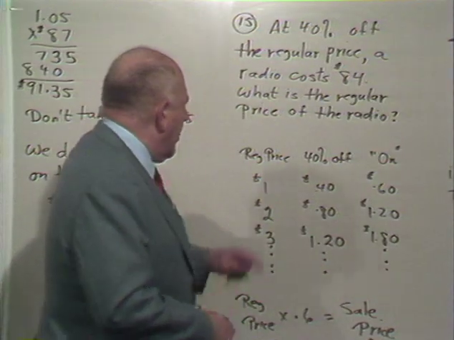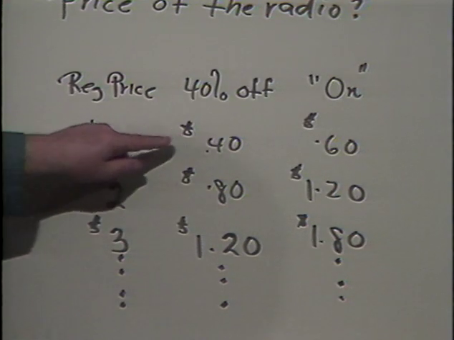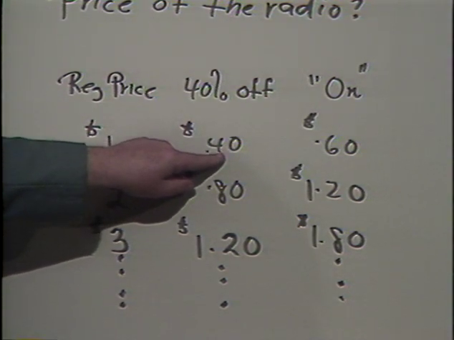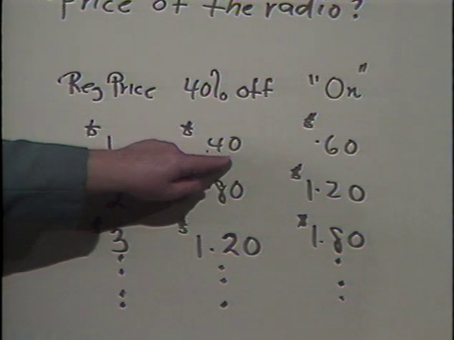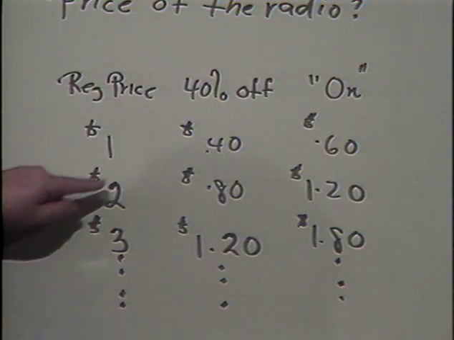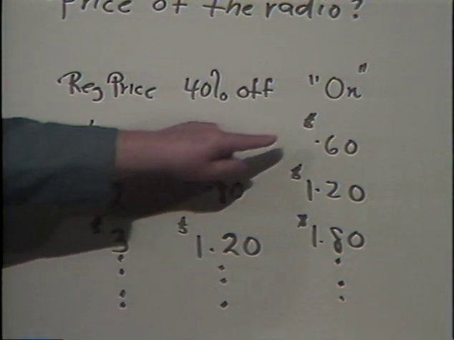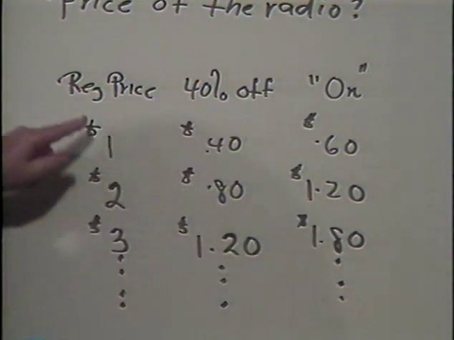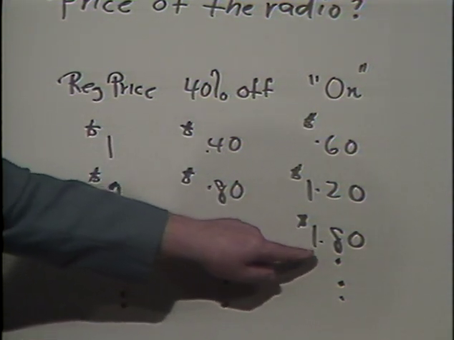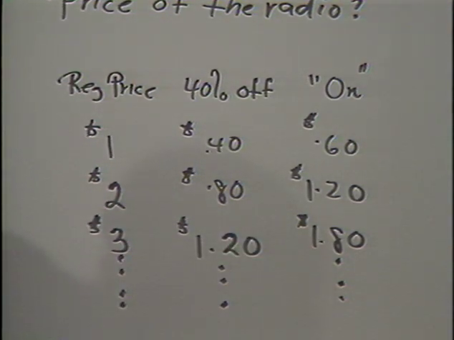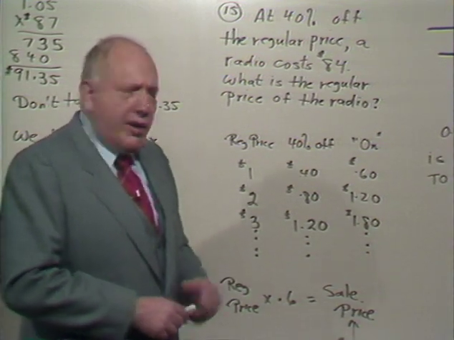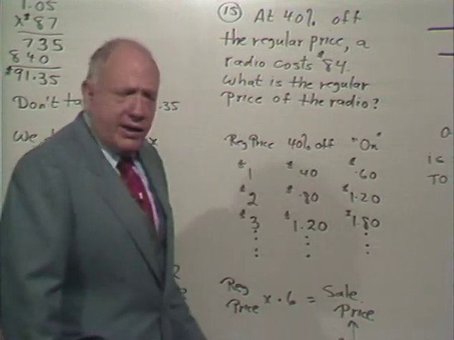Let me just go on with this. See, the regular price is $1. What does it mean to say it's 40% off? That means for every $1, they're taking 40 cents off the price. If they're taking 40 cents off the price, 60 cents is still on the price. So if it was $2, they're taking 40 cents off twice, and you're paying 60 cents twice. If it was $3, they're taking 40 cents off 3 times, which is $1.20, and you're paying 60 cents 3 times, which is $1.80. Do you see how easy this is? I can make up a table like this for my salespeople, so they won't even have to do any arithmetic when the customer comes in.